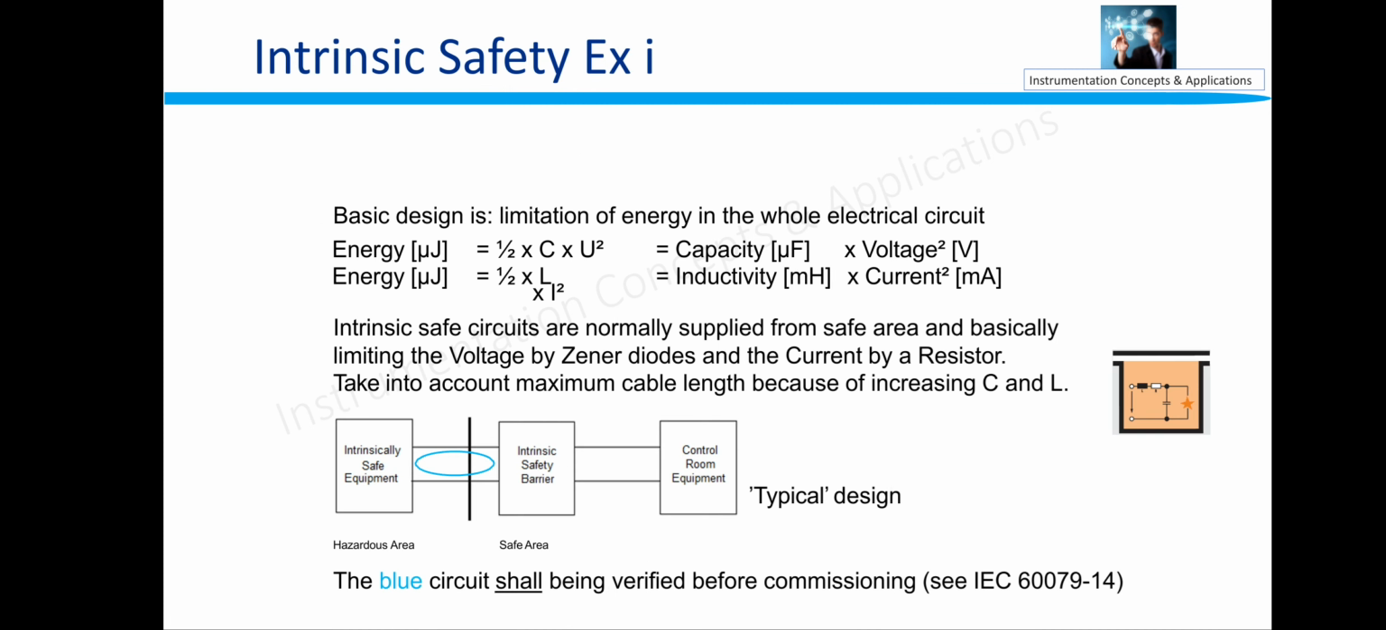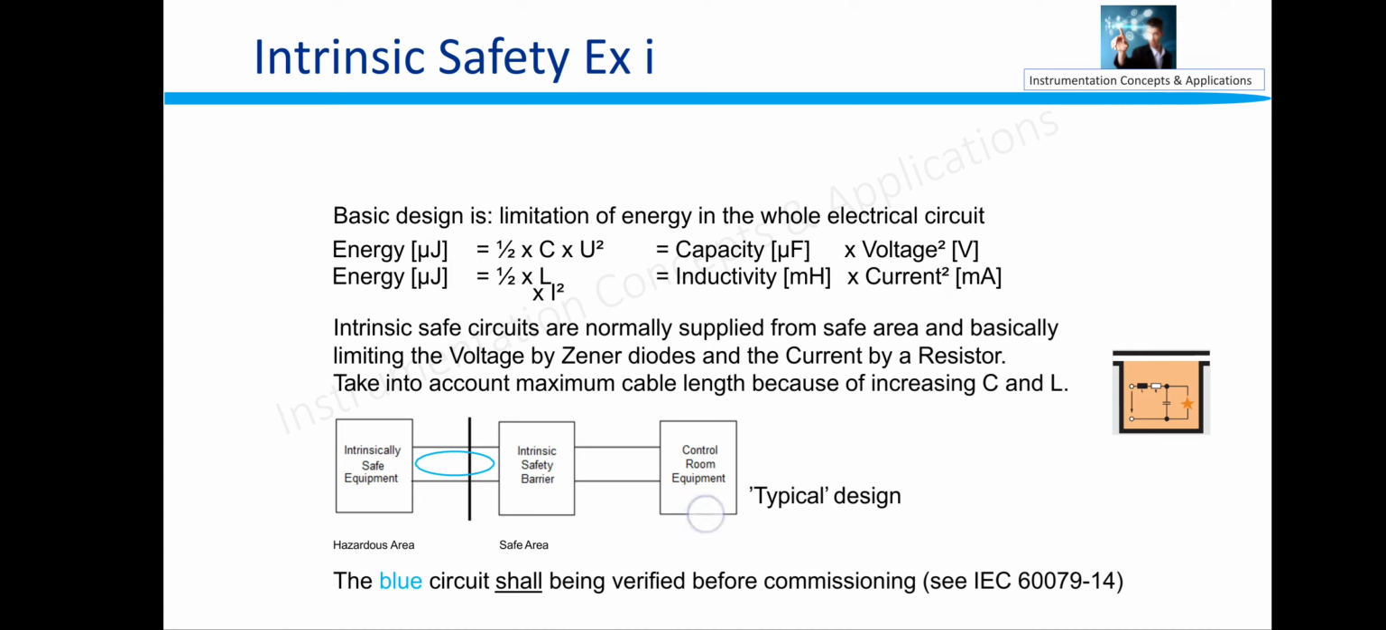Fine. And now comes the most important, intrinsically safe, Ex i. The basic design is limitation of energy in the whole electrical circuit. I am thinking of preparing a separate video on this, on how the energy going into the field is limited. Energy is half C U squared, that is capacitance into voltage squared, and for inductance, half L I squared, inductance into current squared. Intrinsically safe circuits are normally supplied from a safe area and basically limit the voltage by a Zener diode and the current by a resistor. Take into account maximum cable length because of increasing C and L. So this is the typical design.